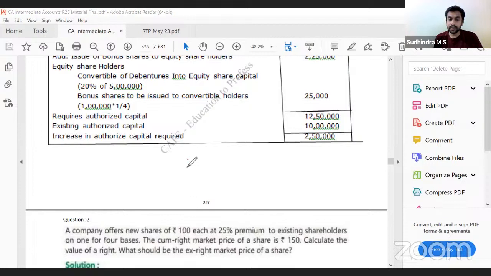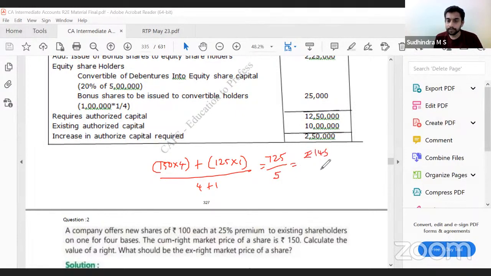What is the issue price? 125. Ratio: for every 4 shares, 1 share. Using that, compute the ex rate price. 150 is the cum rate market price into 4 plus 125 into 1, divided by 4 plus 1, 5. So 600 plus 125, 725 divided by 5. That is what we get? 145.